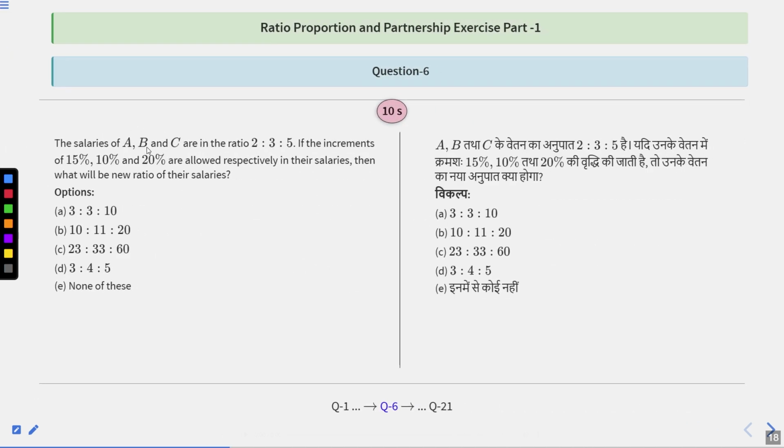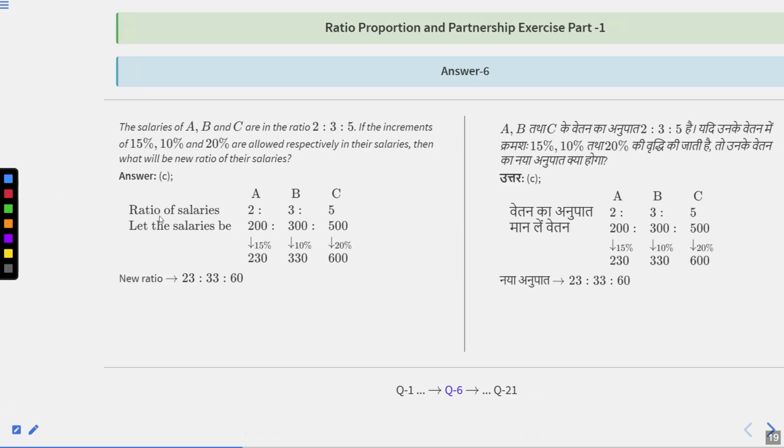The salaries of A, B and C are in the ratio 2:3:5. If increments of 15%, 10% and 20% are allowed respectively in their salaries, then what will be the new ratio of their salaries? You have 5 options and 10 seconds to analyze the question. Your time starts now. Now time's up. Let's see the solution.